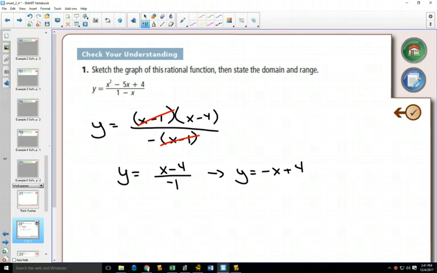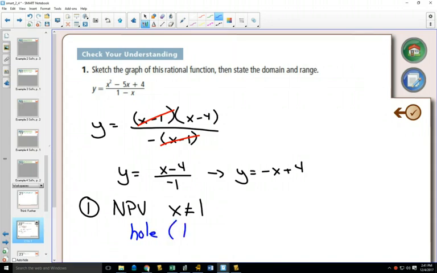So step 1. Do we have any non-permissible values? Yes. Even though it's simplified, we still have a non-permissible value. X cannot equal 1. But in this situation, because it's simplified, it's going to be a hole. How do I know that that hole is at 1, 3?